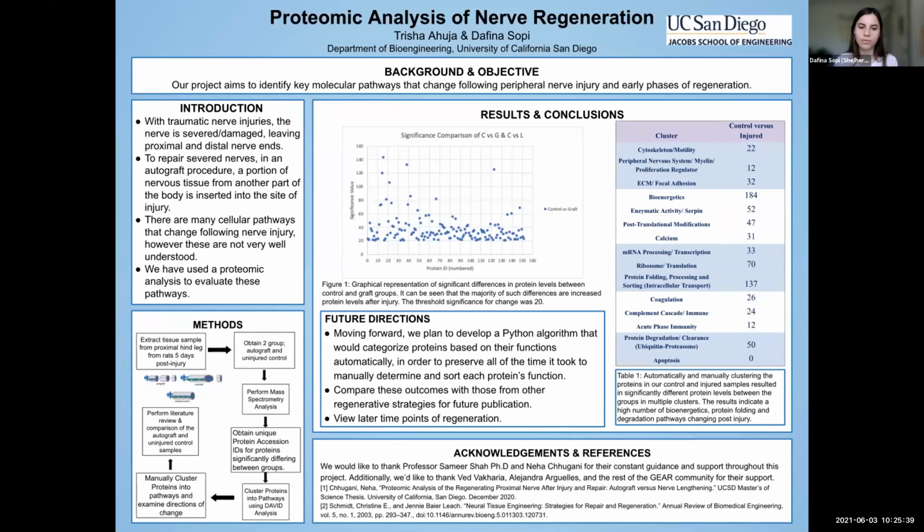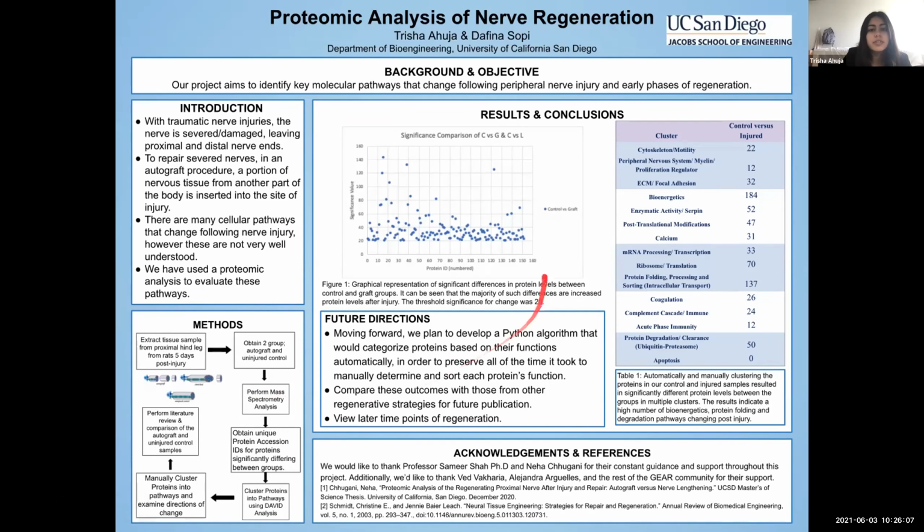But from there, we then want to manually cluster them and further refine what we got into functional groups that we determined to be significant, which we'll go more into later. From this, we can perform a literature review and comparison of the autographed and uninjured control samples so that we can further understand the results that we got and further analyze what exactly is going on 5 days after injury when we compare autographed and uninjured control samples.